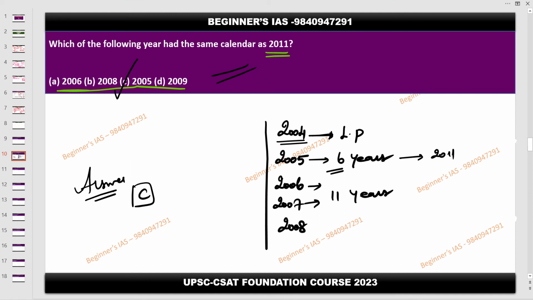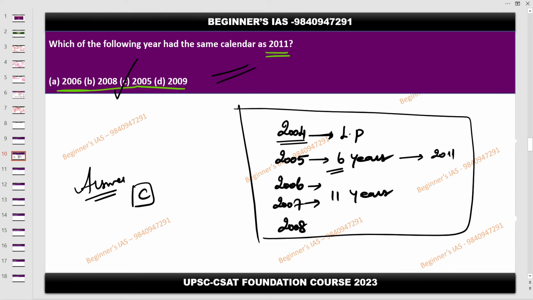Sir, in this question, if I have to divide 11 by 4, how do I make that out? No, here you should not divide anything. Which of the following years had the same calendar: either 2006 or 2008 or 2005 or 2009? Among these four, which one has the same calendar as 2011? That is the question here. This concept you attended in yesterday's class, right? Then this logic we have done here.